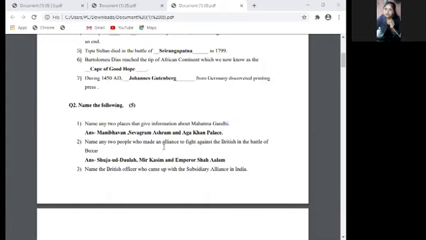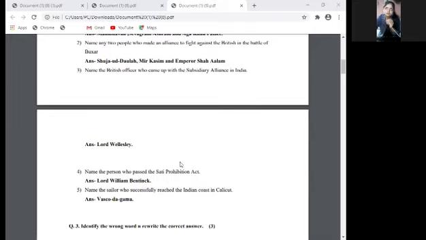Similarly, the second one also has 3 possible correct answers. Any 2 among them will give you 1 complete mark. If only one is written, then give half mark. Shujauddaulah, Mir Qasim and Emperor Shah Alam. Third answer is Lord Wellesley. If this full answer is written properly with spelling, then 1 mark. Fourth is Lord William Bentinck. Fifth is Vasco da Gama.